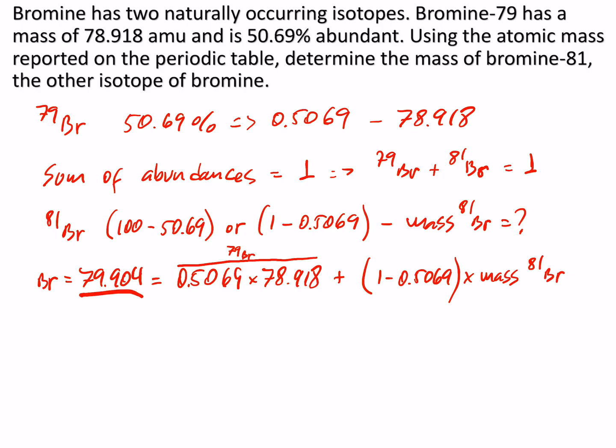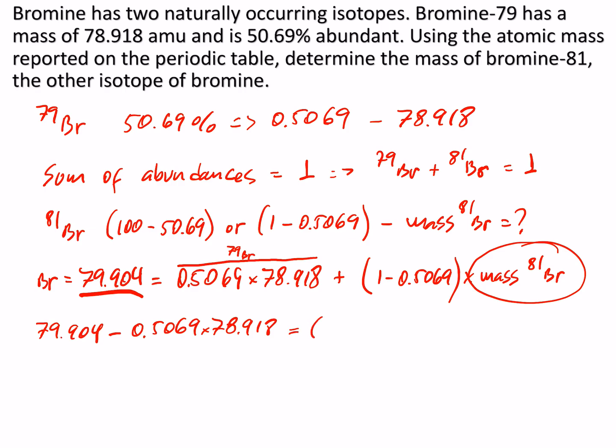The average mass, which is here, has to be equal to the sum of the fractional abundances times the mass of each one of the isotopes. So this involves a little algebra here. We are solving for the mass of bromine 81. Let's do a little manipulation. So 79.904 minus 0.5069 times 78.918. I'm sorry if it looks long, but I want you to see where each one of these numbers is going. That has to be equal to 1 minus 0.5069 times the mass of bromine 81.